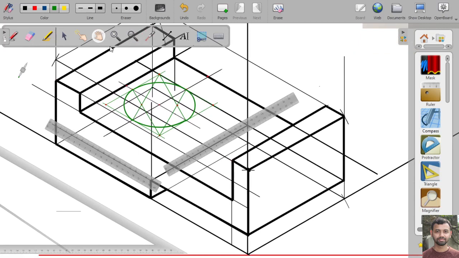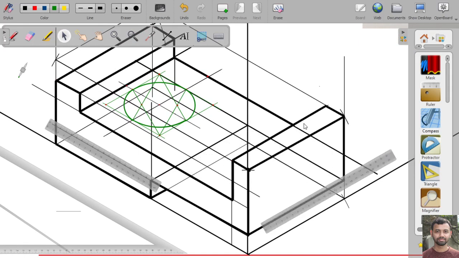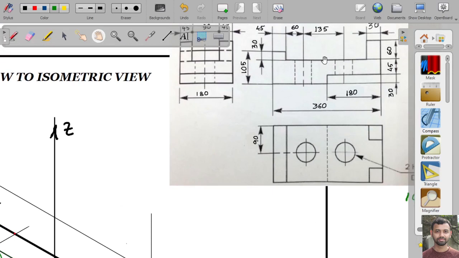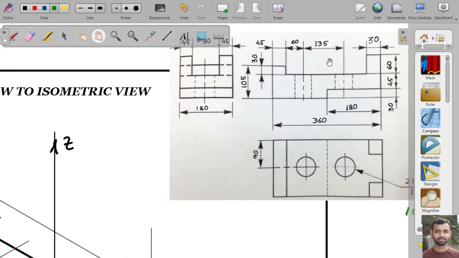Now we have to draw another one, and the distance of that another hole is 135 from this point. So we are reducing the dimension, and it is 135, so 60.